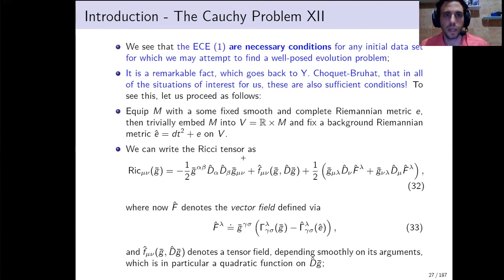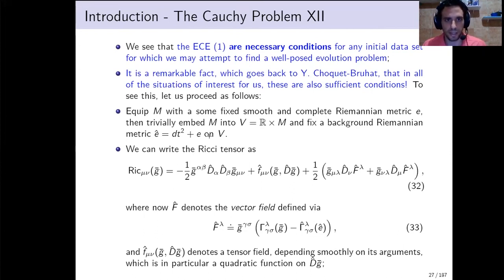So now we see that the Einstein constraint equations presented above, which are a consequence of the Gauss-Codazzi equations for hypersurfaces, are necessary conditions for the initial value problem to be well posed. It is a remarkable fact, which goes back to the pioneering work of Yvonne Choquet-Bruhat, that in most situations that are of interest for us, these are also sufficient conditions.